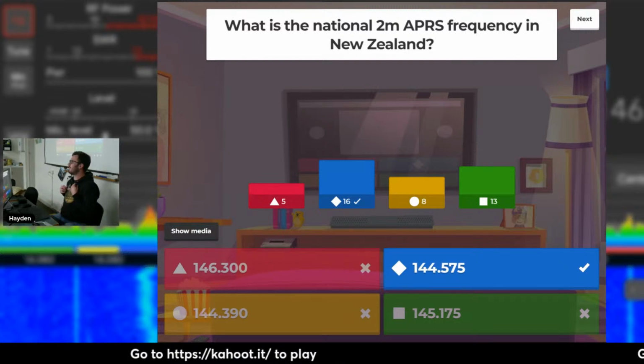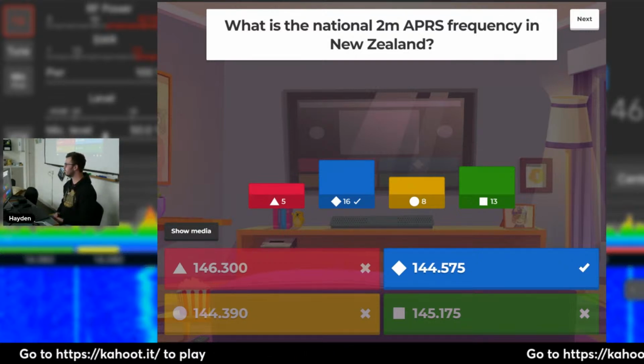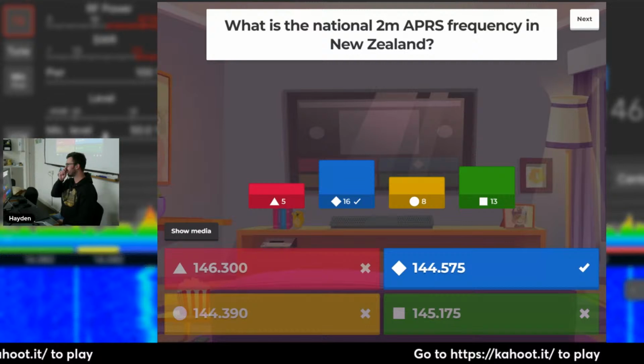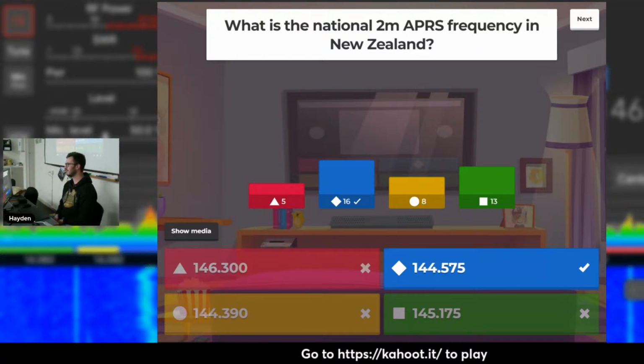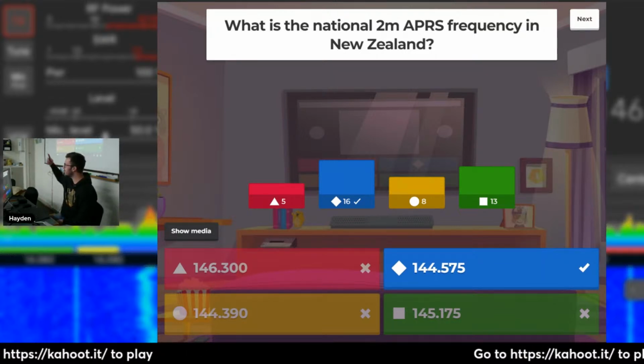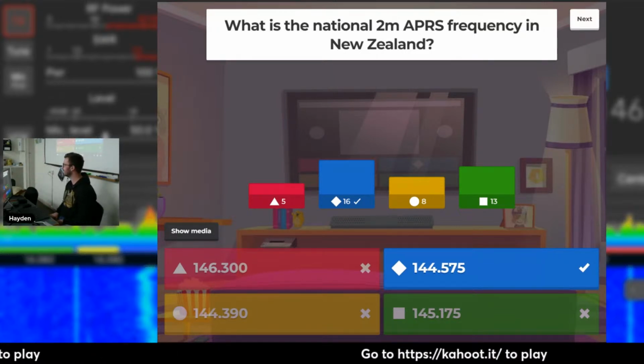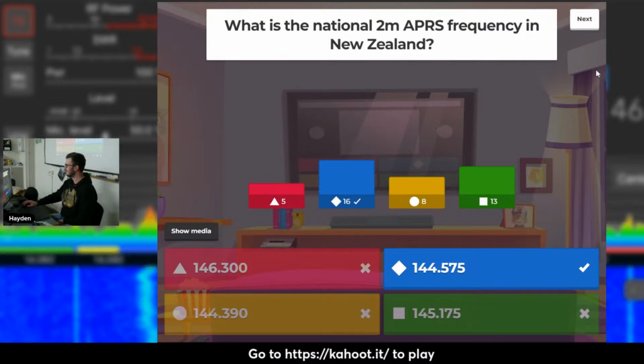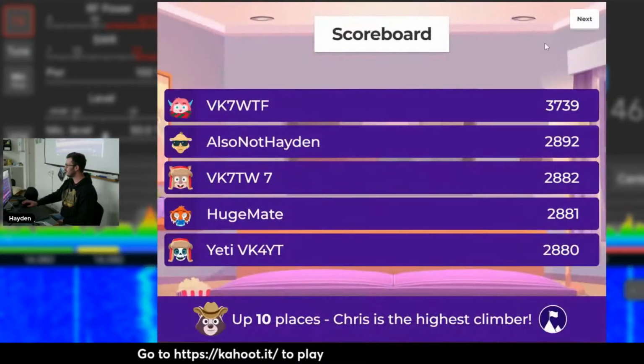Also, a bit of interesting trivia too. 145.175, which is our APRS frequency, falls within a repeater input part of the band in New Zealand. So if they have a repeater input on 145.175, they hear our APRS transmissions when tropospheric ducting opens up. So 144.575.